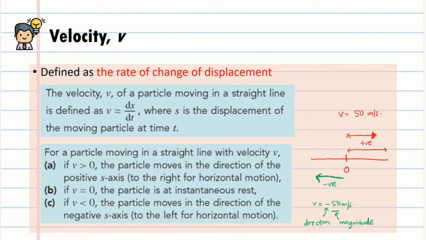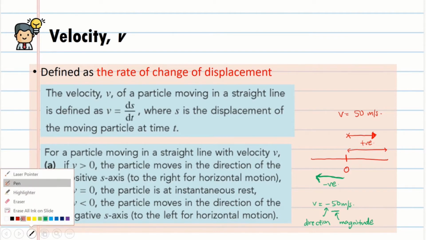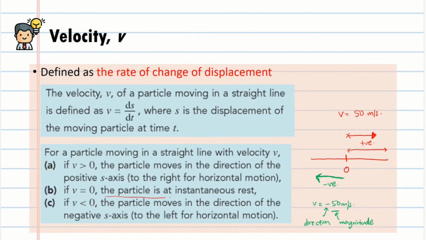Right? While if we say that v equals 0, it means that the particle is at an instantaneous rest. We use the idea of instantaneous rest for a reason. It means that it is temporarily at rest, at such a very short timing that it is for an instant only. Usually when we say that it is an instantaneous rest, it means that there is a change in direction of motion.